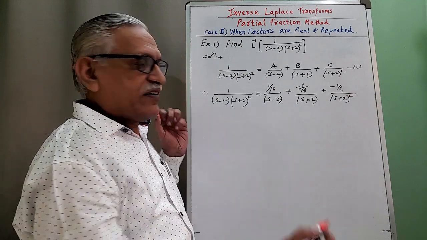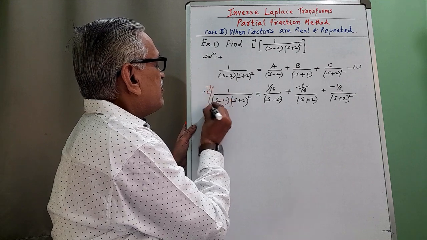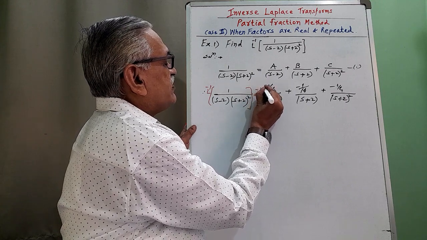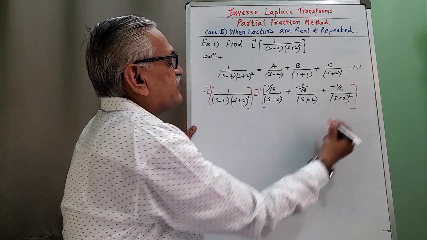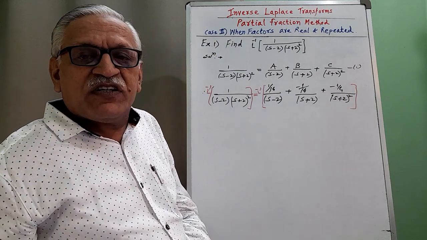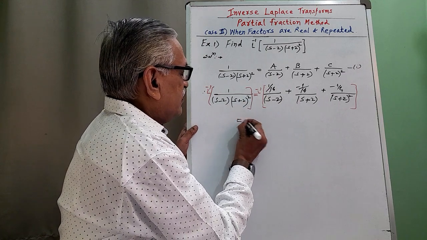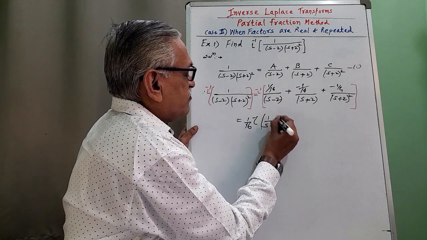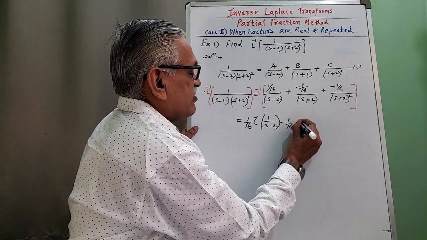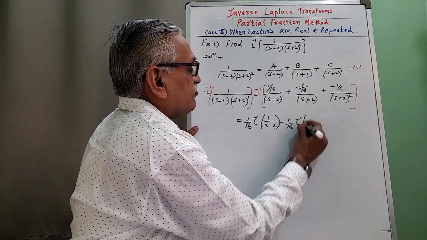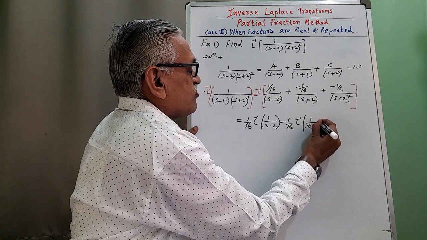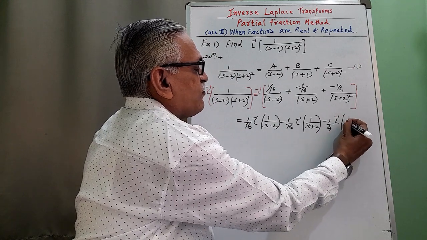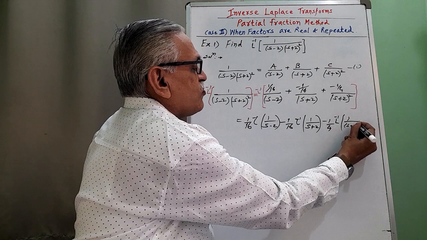Then taking inverse on both sides, inverse of left hand side and inverse of right hand side, and then taking individual inverse of right hand side terms: 1 by 16 outside, inverse Laplace of 1 upon s minus 2, minus 1 by 16 inverse Laplace of 1 by s plus 2, and minus 1 by 4 inverse Laplace of 1 upon (s plus 2) whole square.